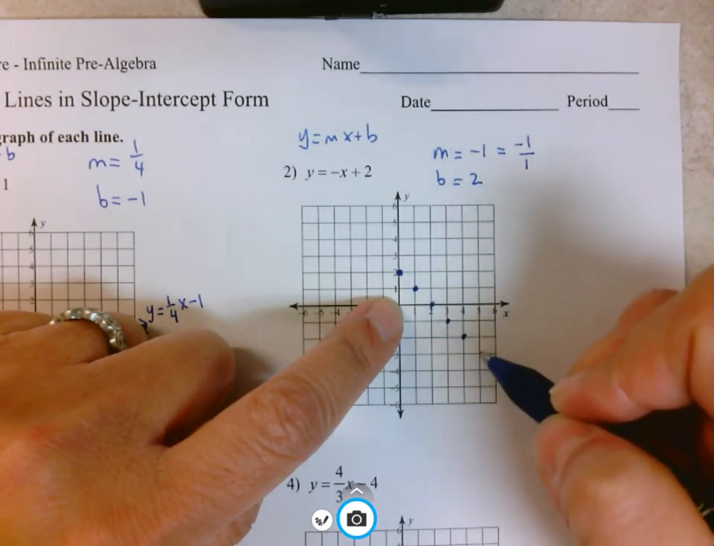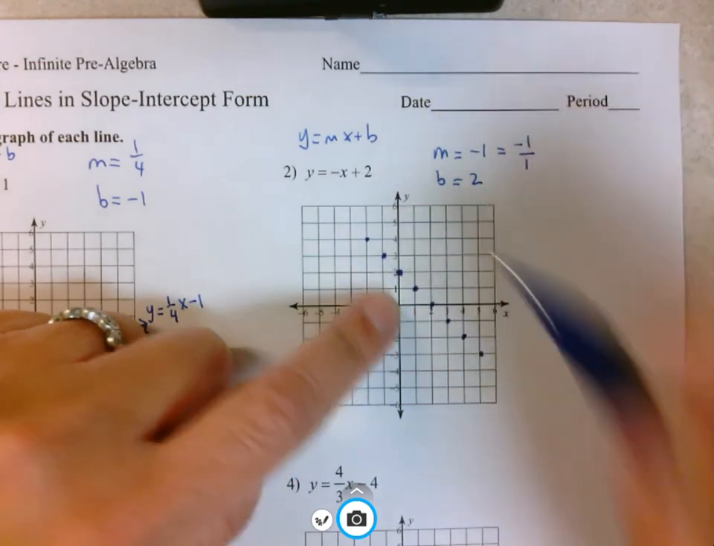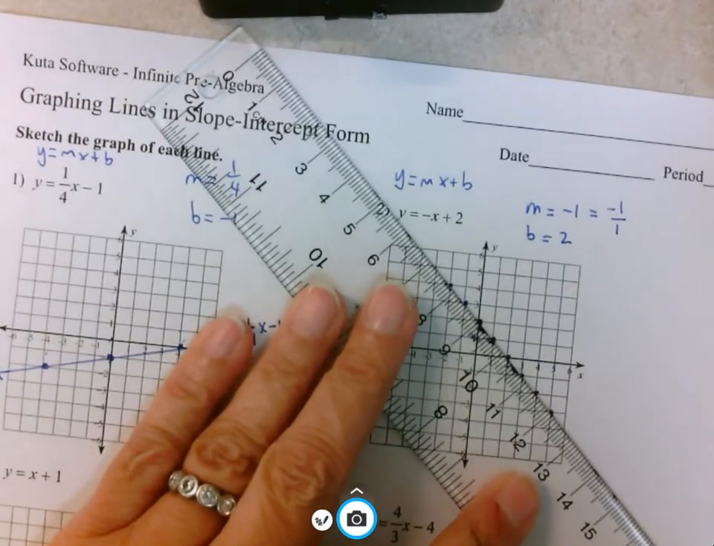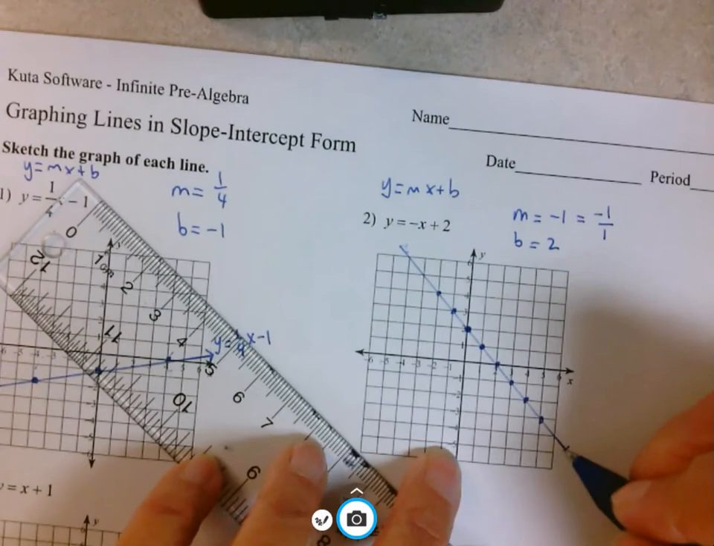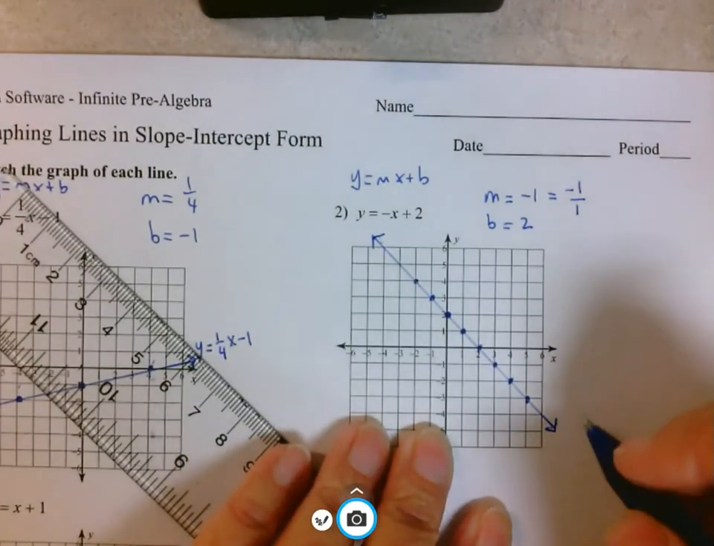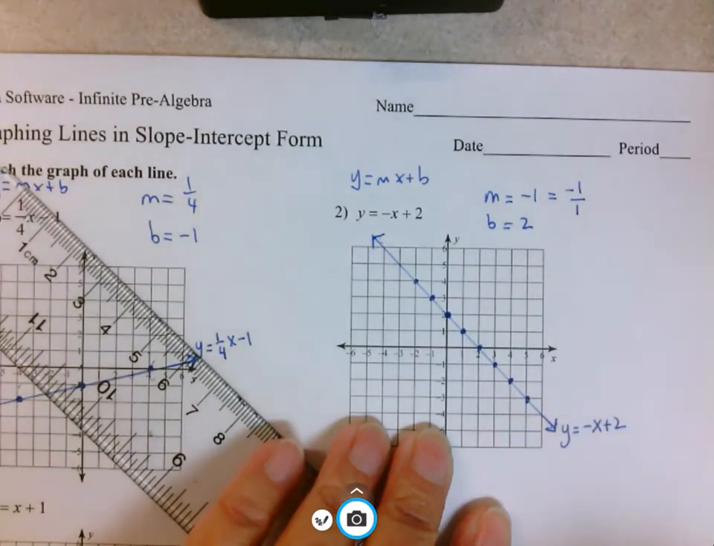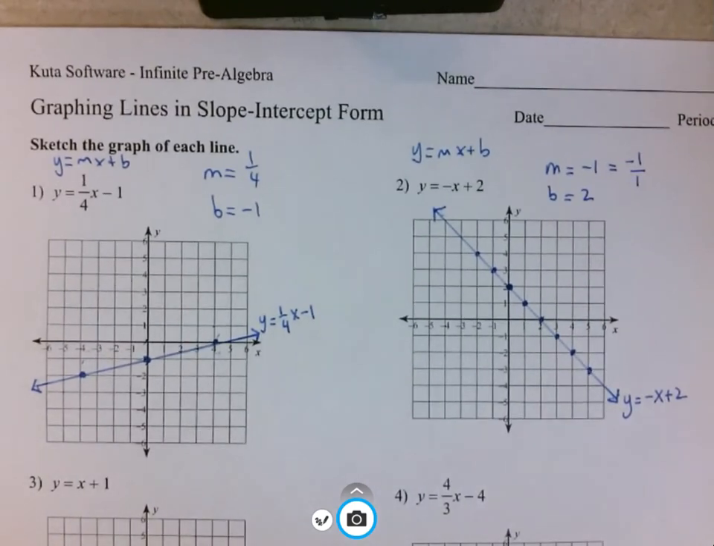Go as far as you can go in the grid. Get some points on the other side too. Just follow the pattern. When you have enough points, use a ruler. Connect the dots. Nice and straight. Goes to the edge, arrowheads at the end, and then next to one of the arrowheads, write the equation of the line. Okay, and that is how you graph lines and name lines.